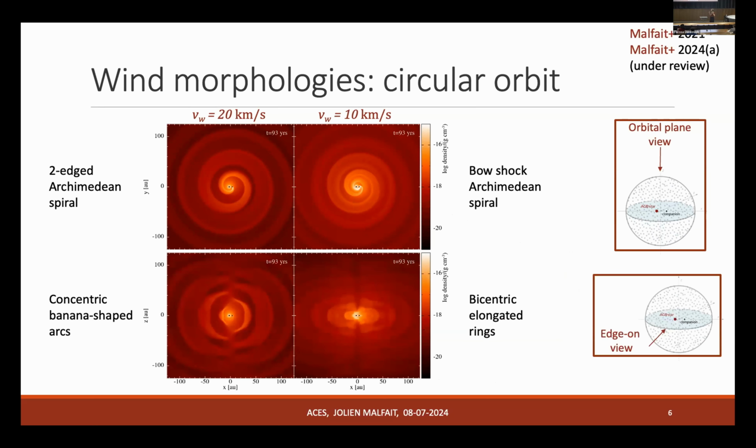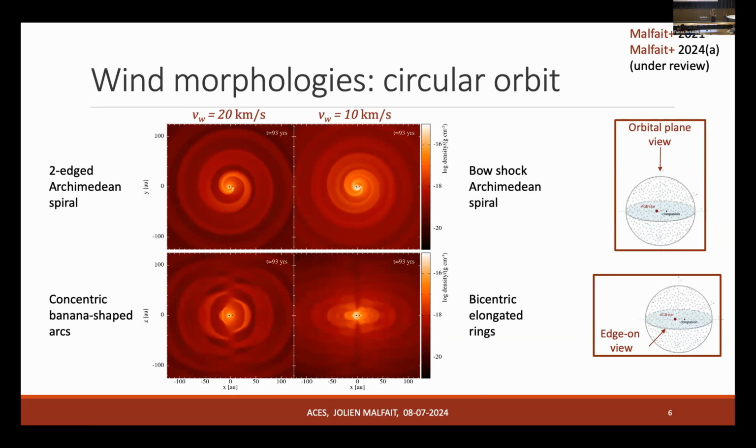Then if you rotate the view and you look edge-on, the structures look quite different. So instead of an Archimedes spiral, if you look at the cross-section, you have arc structures or ring-like structures. In the lower velocity model, you see that the ring-like structures are a bit more elongated. This elongation is due to the orbital motion of the AGB star.